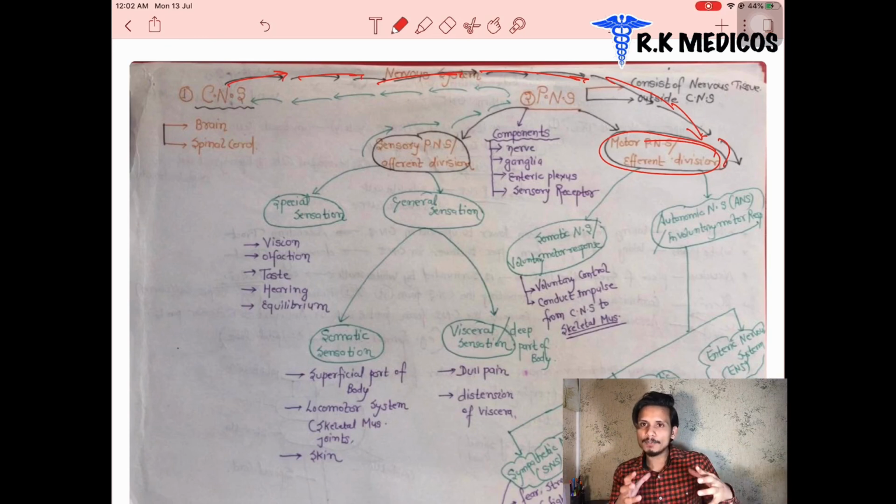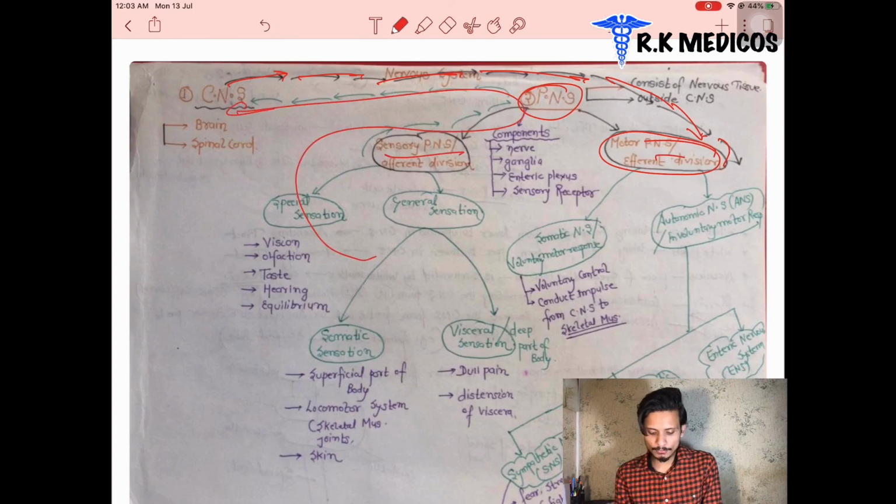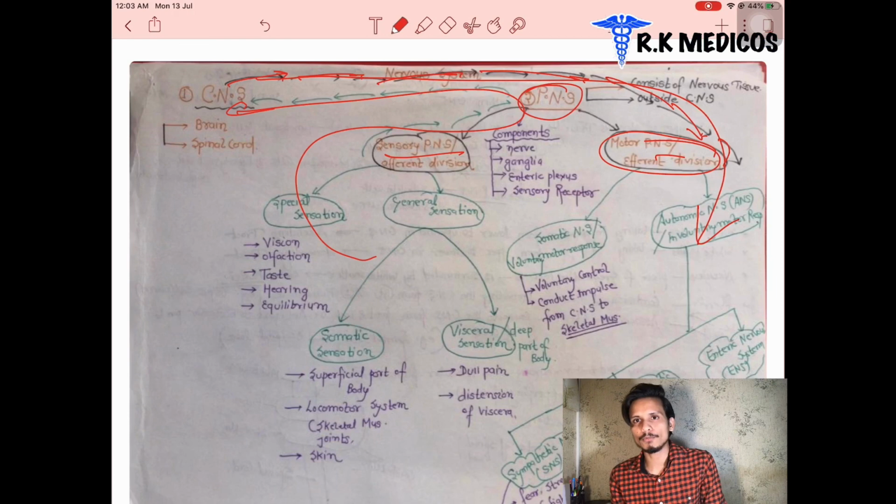The motor impulses are carried by the motor peripheral nervous system, and the sensory peripheral nervous system transmits the sensory impulses to the brain and spinal cord, because it is the central controller of our body. They control all the electrical activity in our bodies. This PNS has two parts, basically the sensory and the motor. The sensory one moves like this, reaching the central nervous system, and the motor one goes to all the motor regions: sympathetic, parasympathetic, enteric, or the somatic, involuntary or voluntary regions. So this is all about the introduction of the nervous system.